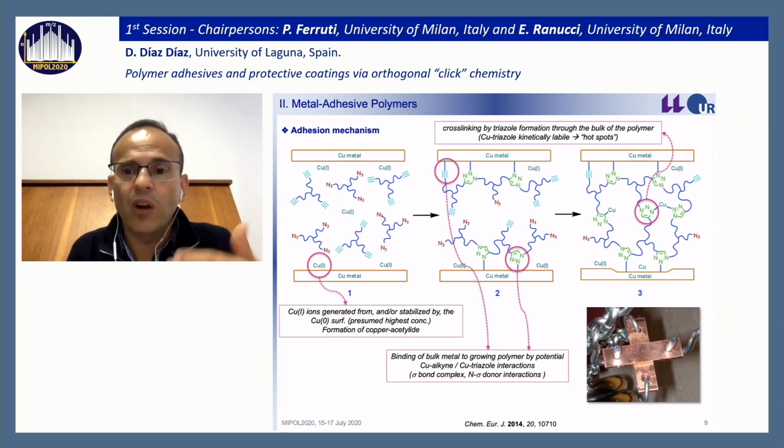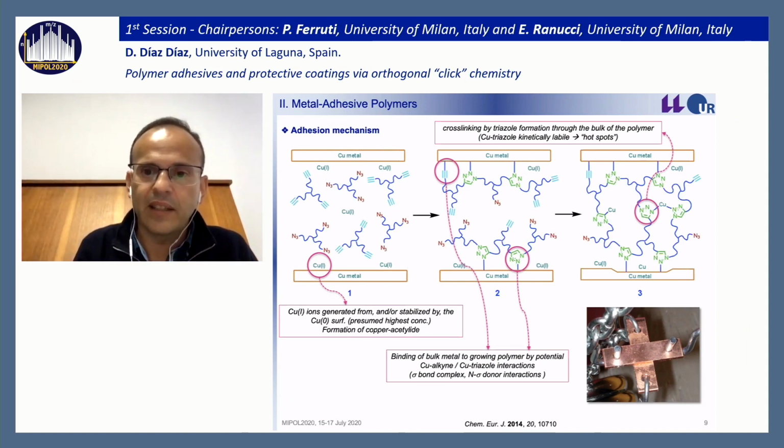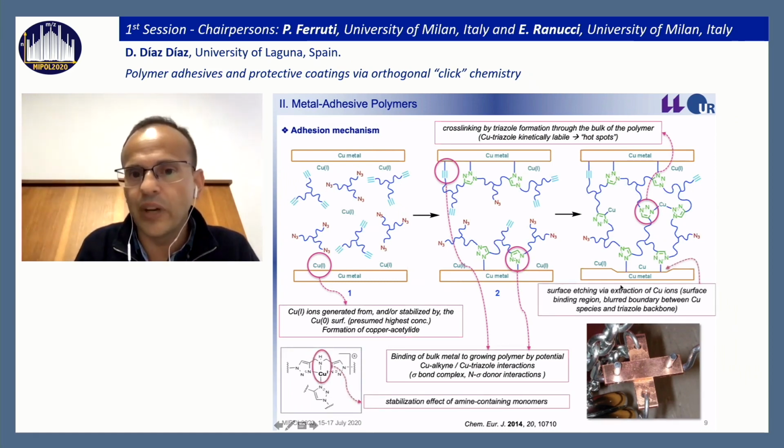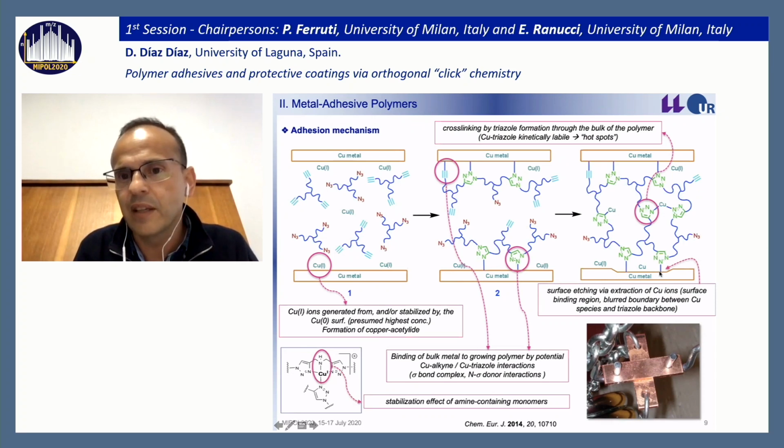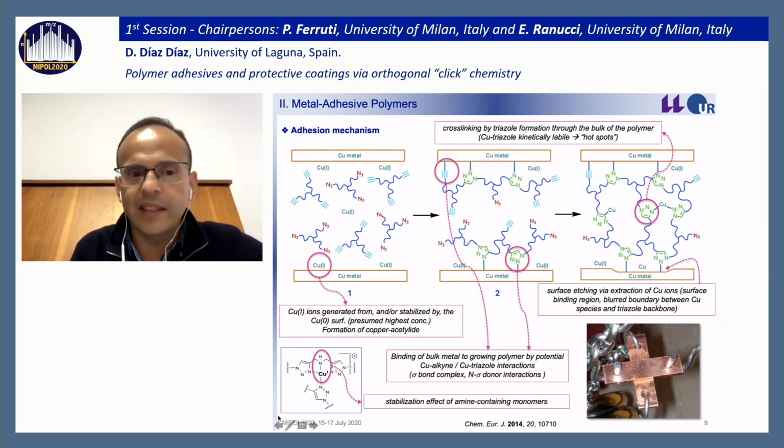And this is one of the reasons why this reaction works so well on metal surfaces. And as you can see here, we can also etch a little bit of the surface by coordinating the polymer on the surface. Of course, if you also have in your monomer, or you add, a ligand that can stabilize the copper 1 ion, then you also facilitate this click polymerization. And this is something that you can play as a variable as well.